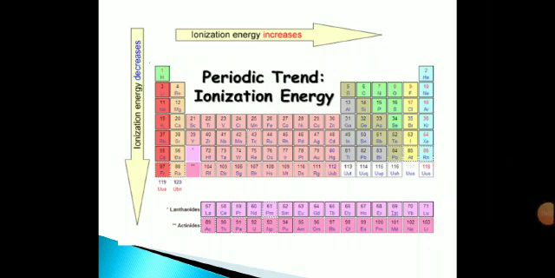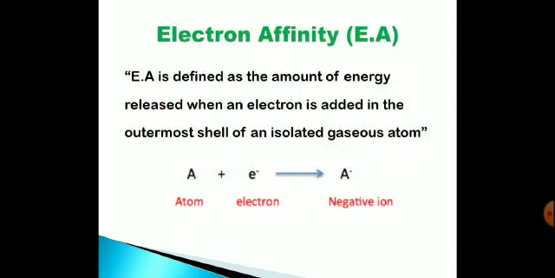Let's move on to the next periodic property, that is electron affinity. We know when an electron is removed from an atom, we give energy to the atom. When an electron is added to the atom, energy is released. So, the electron affinity is defined as the amount of energy released when an electron is added in the outermost shell of an isolated gaseous atom.